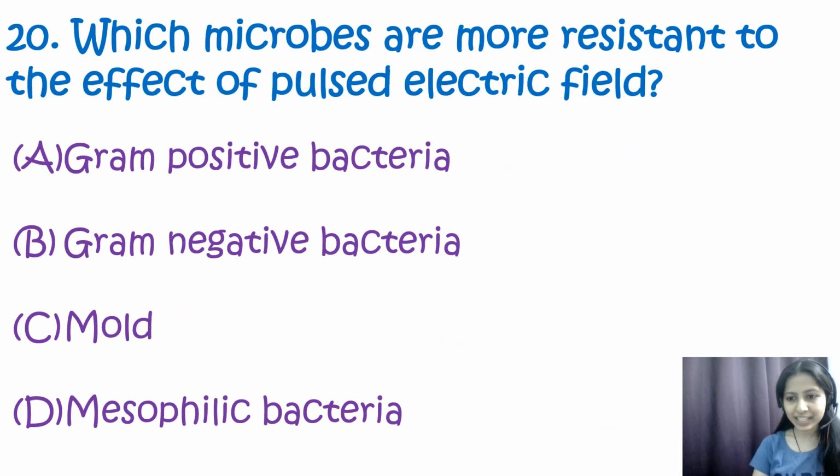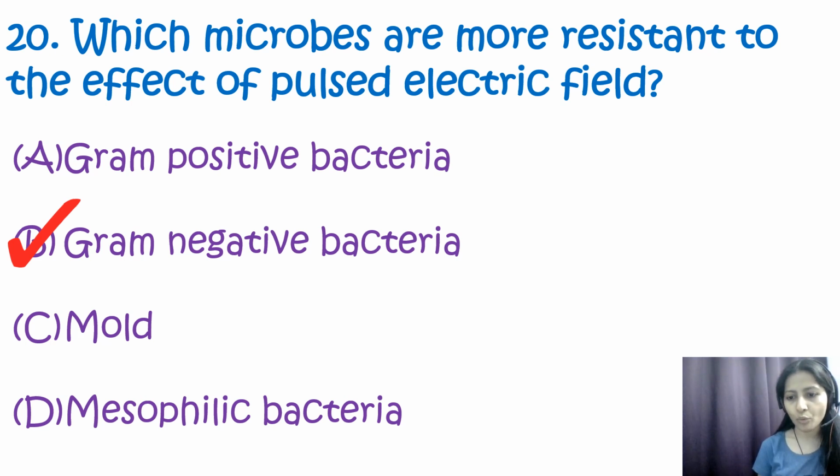So question number 20, which microbes are more resistant to the effect of pulsed electric field? The options are gram-positive bacteria, gram-negative bacteria, molds, or mesophilic bacteria. So over here, the correct option is B, that is gram-negative bacteria, mainly Pseudomonas aeruginosa. This is the bacteria which is more resistant to the effect of pulsed electric field.